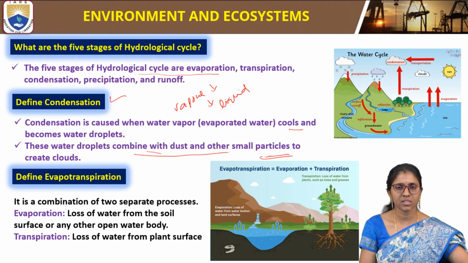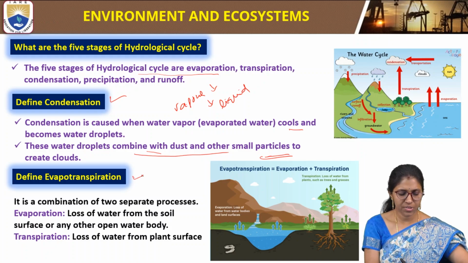So this is the definition of condensation. Condensation is the conversion of water vapor into water droplets. So the next definition is evapotranspiration. So what does evapotranspiration mean?